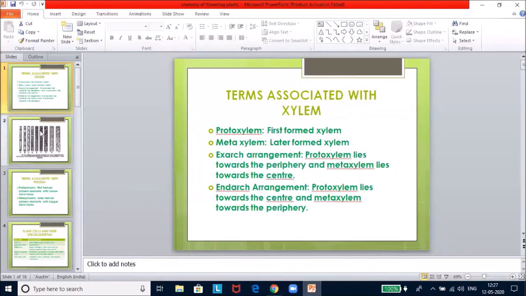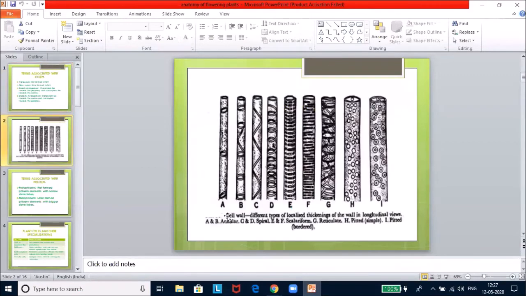Now have a look at the kinds of cell wall depositions that happen in the xylem and phloem. So this is very important because they might ask you the picture, though it is not there in NCERT. In 3 or 4 question papers they have asked. So we thought it would be a game changer for you too. So we have put this as a slide here.